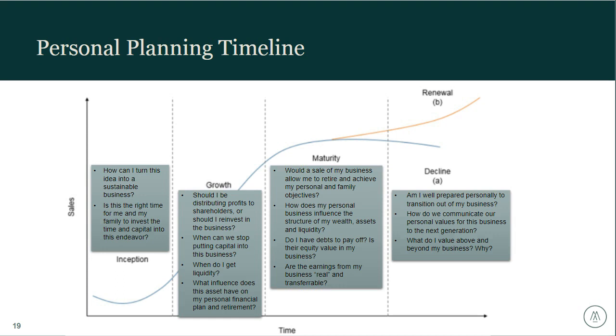So what we're looking at here is, at inception, the obvious general questions are, how can I make this business into something sustainable? And is now the time to invest capital? In the growth phase, the questions really are centered around, should I distribute profits to shareholders or reinvest in the business? When can I stop putting capital in? When do I get liquidity? What influence will this have on some of my personal plans? And at maturity, which is where we're spending a lot of our time today, it's really questions centered around how a sale would affect me, and ultimately, are the earnings real and transferable?